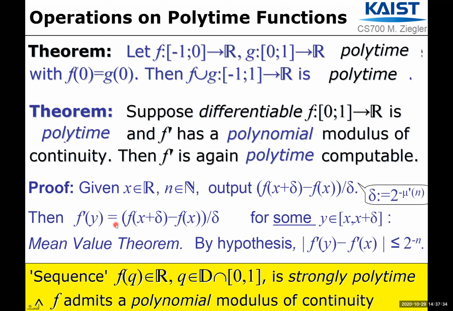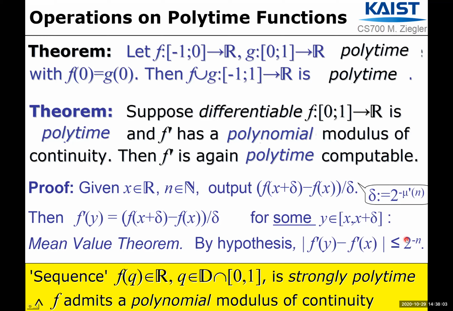This will constitute an approximation to the derivative at x. It is equal to the derivative at y for some y in this interval according to the mean value theorem, but we're interested in the derivative at x. But fortunately, the derivatives at both points don't differ too much, provided that we have x and y sufficiently close. Namely, how close? That's exactly what this modulus of continuity of the derivative provides.